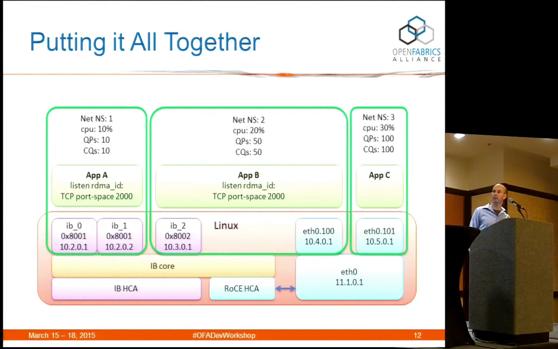That's on the InfiniBand side. On the Ethernet side, I have 3 interfaces. I have the physical interface, the untagged interface, ETH0, and ETH0.100 on VLAN 100 and on VLAN 101. And since these are untagged or default, VLAN 100, VLAN 101, these are different subnets. So their IPs are 11.1, 10.4, and 10.5.